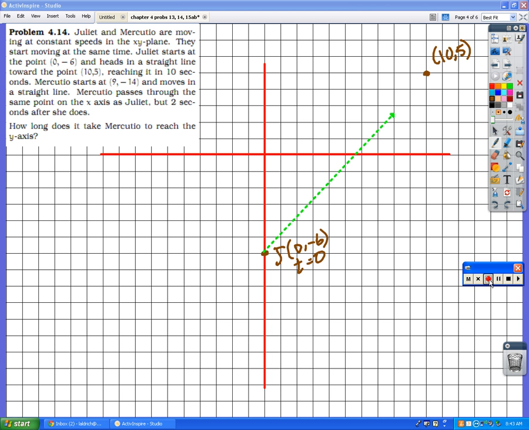Okay, it says she reaches it in 10 seconds. Woo, that's good, Jamie. Mercutio starts at 9, -14.